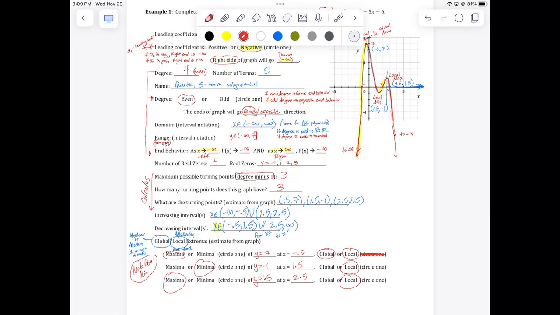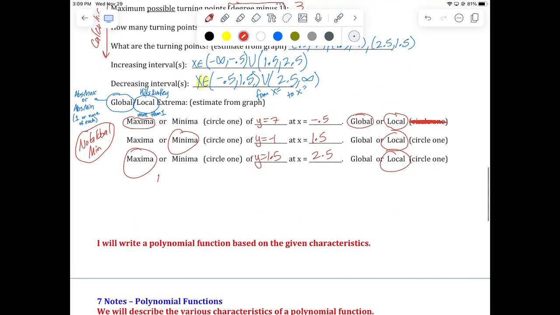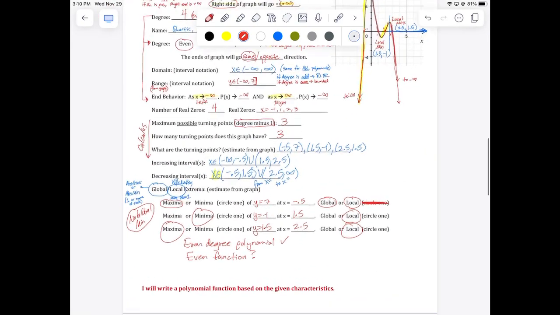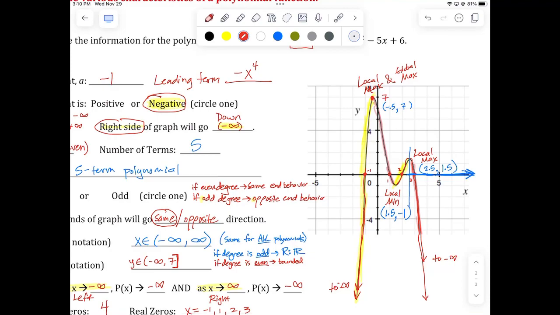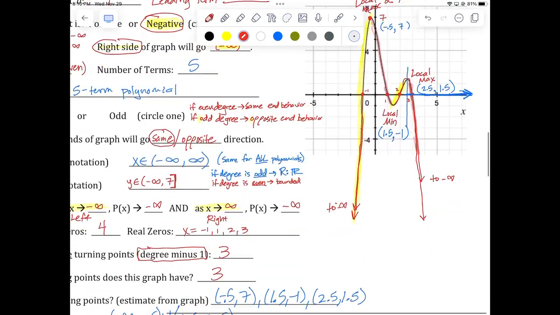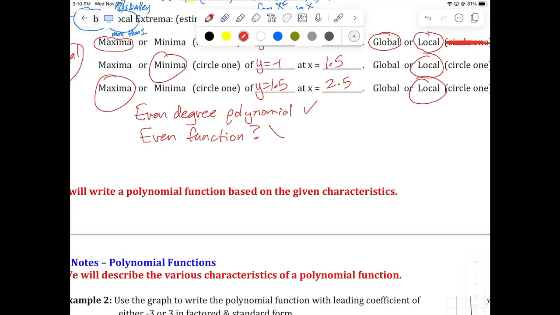Now, the last thing that I'm going to ask you here is this. This is an even degree polynomial. Check. It is an even degree polynomial. Is it also an even function? No. Does this graph have y-axis symmetry? No. You can't fold this graph on the y-axis and have the right side lay perfectly on top of the left side. It doesn't work that way. So even though it's an even degree polynomial, it's not an even function. So I'll put a check for even degree, but an X for being an even function.